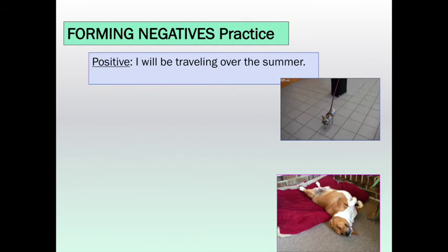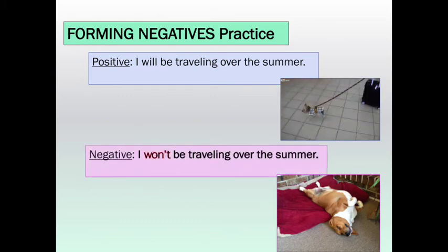I will be traveling over the summer. Okay, again, to make this negative, let's put an apostrophe T on our auxiliary verb. The auxiliary verb here is will. Remember, the negative form of will is a little different. So this sentence should be, I won't be traveling over the summer.